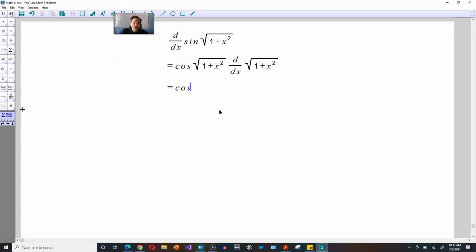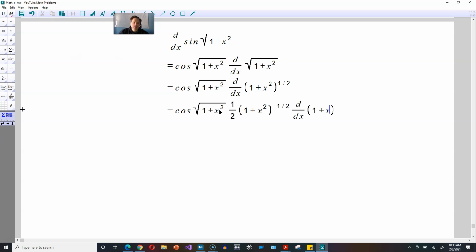Next is going to be cosine again, and then you would have that square root of 1 plus x squared. Now the derivative there, let's rewrite that. So that would be equivalent to 1 plus x squared, and then this would be raised to the 1/2. Continues. Now this would be cosine and the square root there of 1 plus x squared. And then you bring the 1/2 down. And then you copy the inside, 1 plus x squared, and you subtract 1 from 1/2 to get negative 1/2. And then again, you would multiply by the derivative of that new inside, 1 plus x squared.